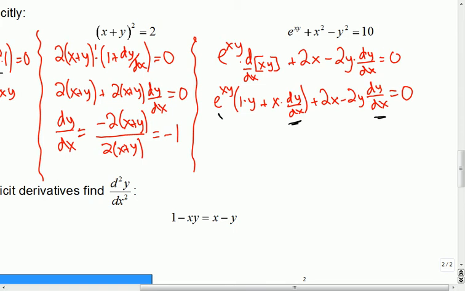So if I think ahead a little bit, there's one of the pieces together. That'll be the piece x e to the xy times dy dx. That's these two pieces together. Okay. Then the other piece is take away 2y dy dx. And everybody else that wasn't involved looks like this.